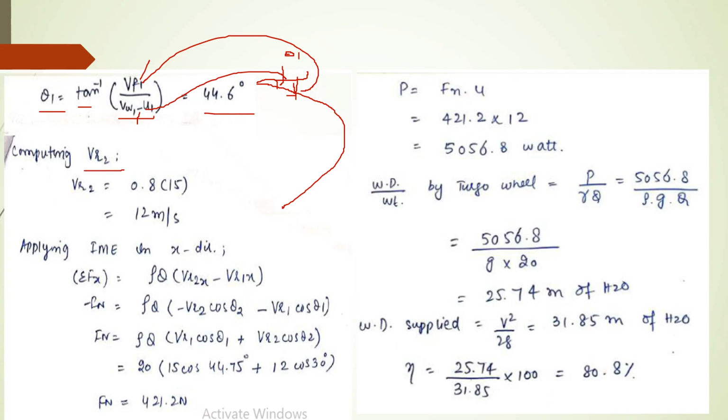Now you can compute Vr2 directly from Vr1, because we have this relationship for the frictional losses. So we have this reduced 12 meter per second relative velocity at the outlet tip. Now we have the Fn equation directly with us. Just input your values. We have theta 1 now, theta 2 is given, and Vr2 and Vr1 we have calculated. Just input and get Fn as 421.2. The power will be Fn multiplied by u, the output power divided by γQ, and the input is V squared over 2g, and efficiency is equal to 80.8%.